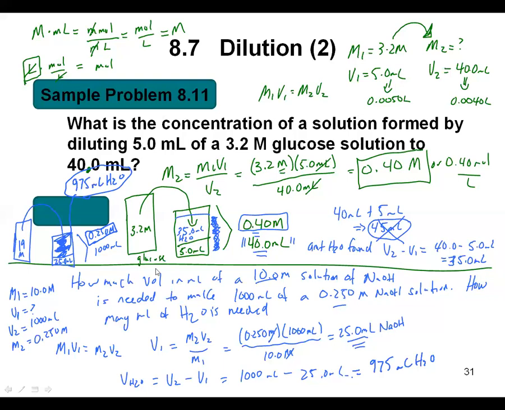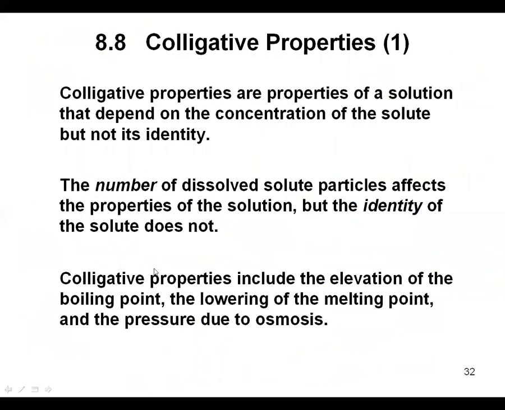Okay, so let us then talk about some properties that involve solutions. And these are sometimes what are referred to as colligative properties. So colligative properties are properties that really depend on the concentration of the solute and not its identity. Really, colligative properties depend on the number of particles that are in that solution. And it is the number of particles that are in that solution that affect properties of solutions like boiling point, melting point, freezing point. So these things are affected by basically the number of particles that are in there.